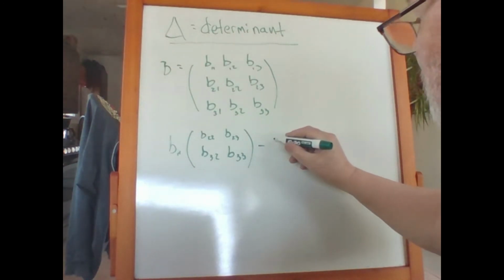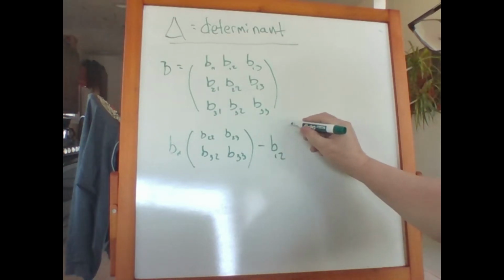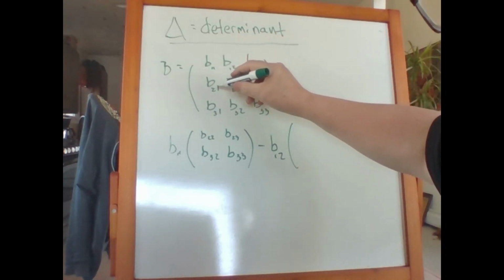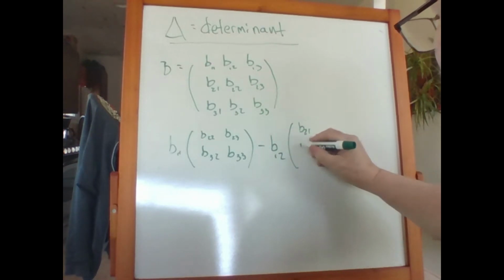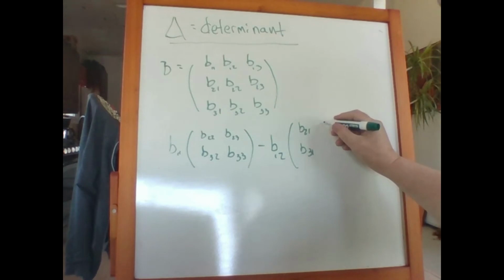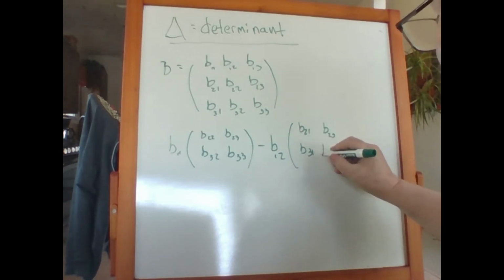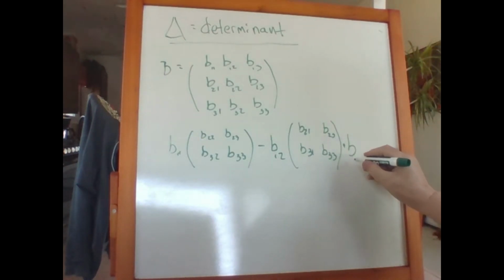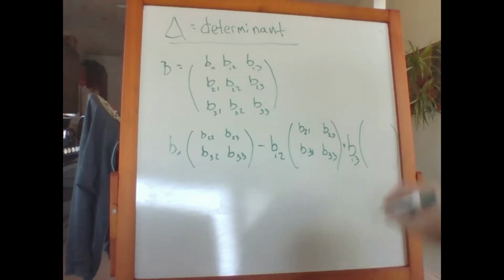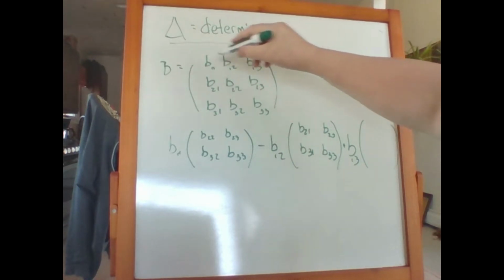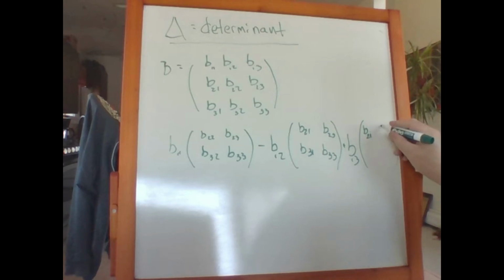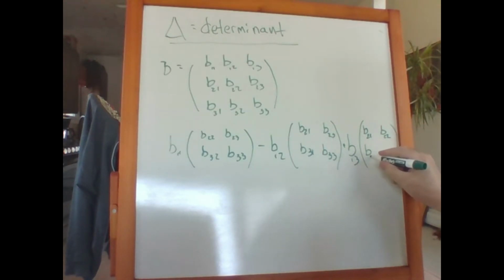So our next minor will be for B12, and it's negative. So we eliminate that column and then that top row. So we have B21, B31, and B23, and B33. And then we got plus B13. And we're looking for the determinant of that. So you eliminate that top row and that column that B13 is in. And we have B21, B22, B31, and B32.